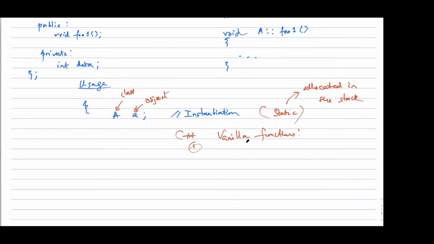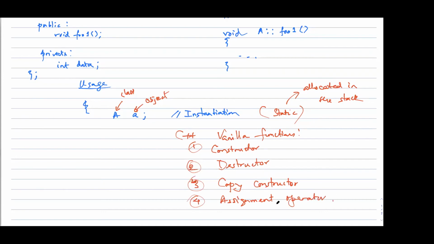All right. So what are the 4 vanilla functions? Even if you don't define them, the compiler defines them for you. What are those? First is the constructor. Second is the destructor. Third, who can tell me what is the third one? Copy. Very good. Copy constructor. And what is the fourth one? Assignment, I think. Very good. Assignment operator. So we're going to get into that. So these 4 functions are auto-generated. Even if you don't write them, they're going to be generated.